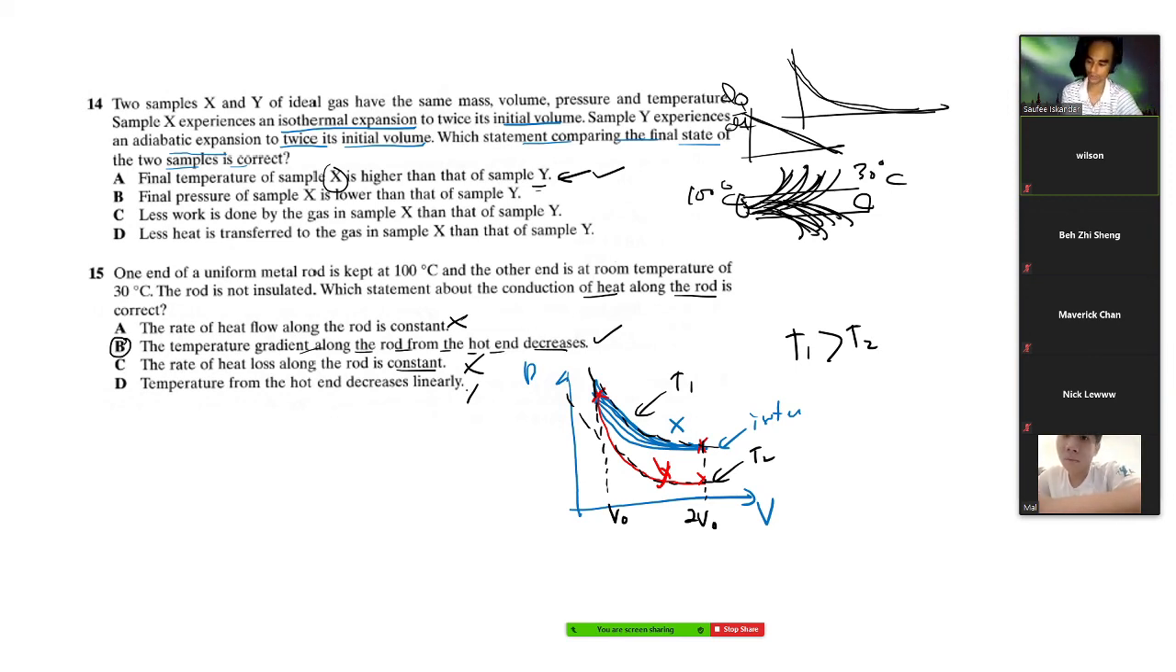Okay, so we have finished the objective questions. Find out how many answers you have correct and how many you have wrong. So I'm going to stop here. Tomorrow we're going to continue with the structure and essay questions. If we have time, we continue with the essay.